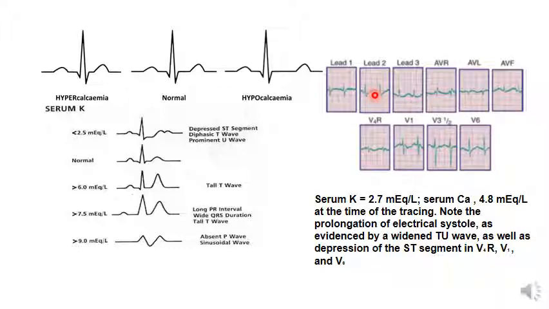As well as depression of ST segment. Here, depression of ST segment. And in V4, V4R, and V1, V2, segment depression. So the T wave is depressed or low voltage in cases of hypokalemia, and the peak T wave is almost 2/3 of the QRS complex. You should take it into consideration.